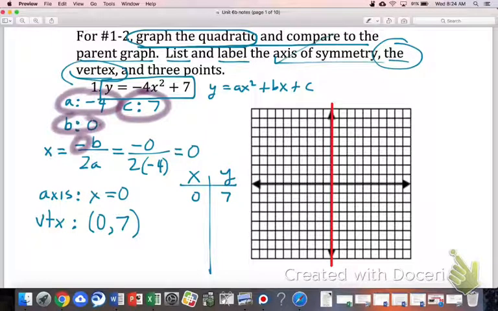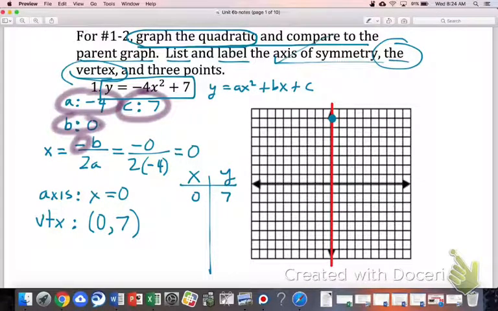Okay, let me show you. Did you say y equals 7? You have -4 times 0, which is 0, plus 7 is 7. So then my vertex would be (0, 7), so 1, 2, 3, 4, 5, 6, 7 is right there.